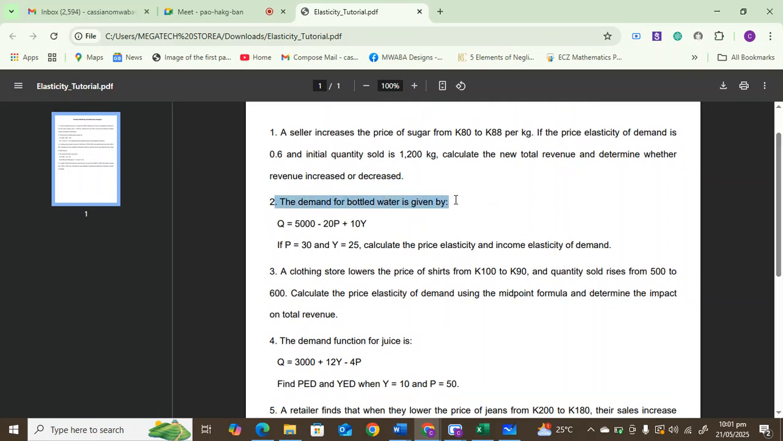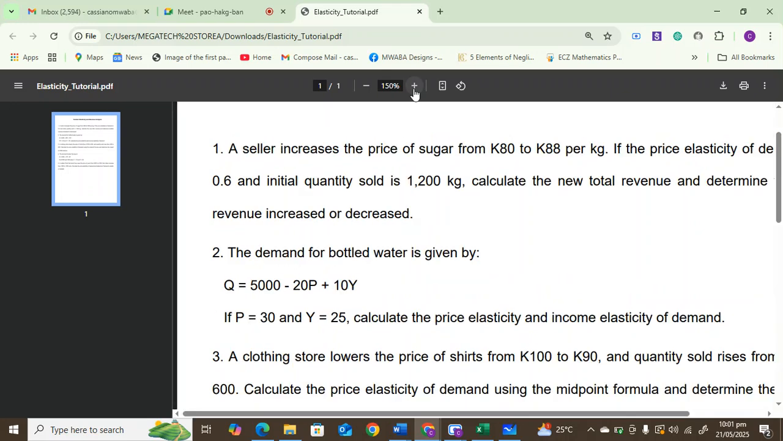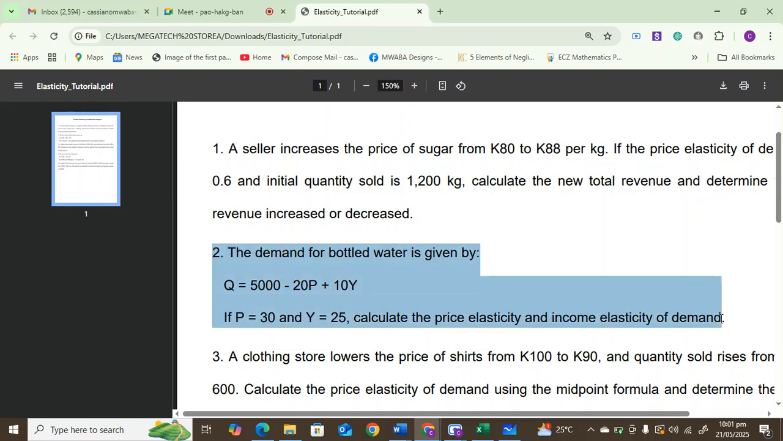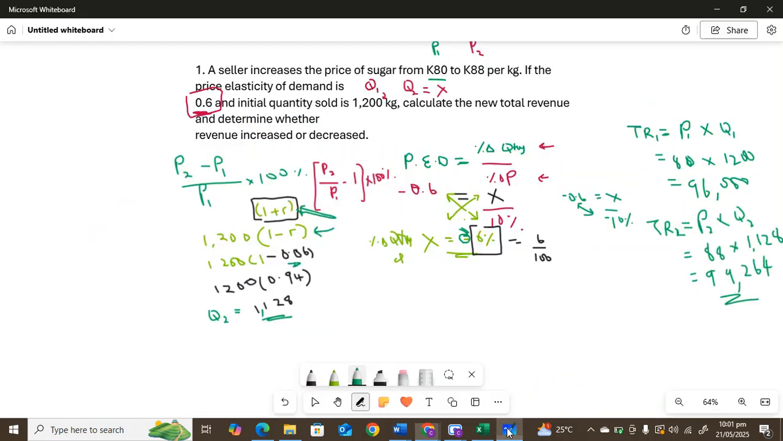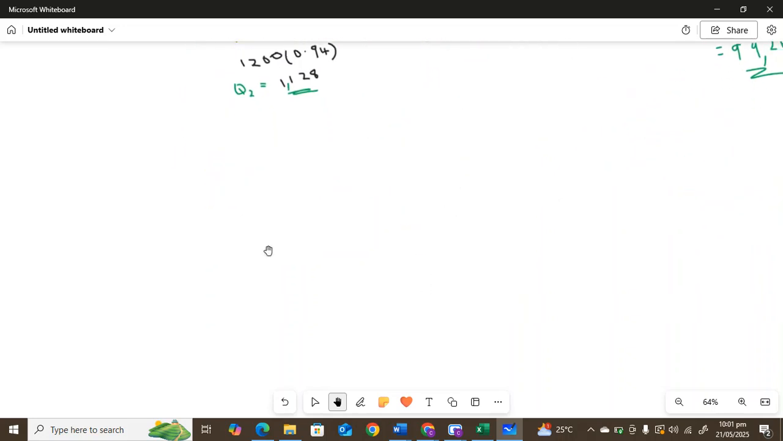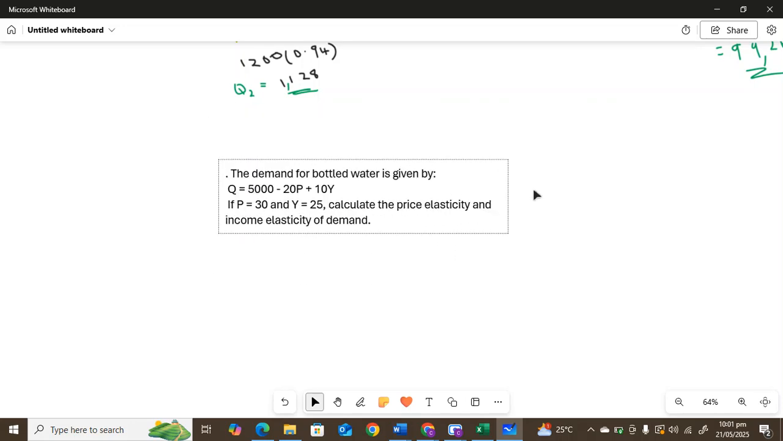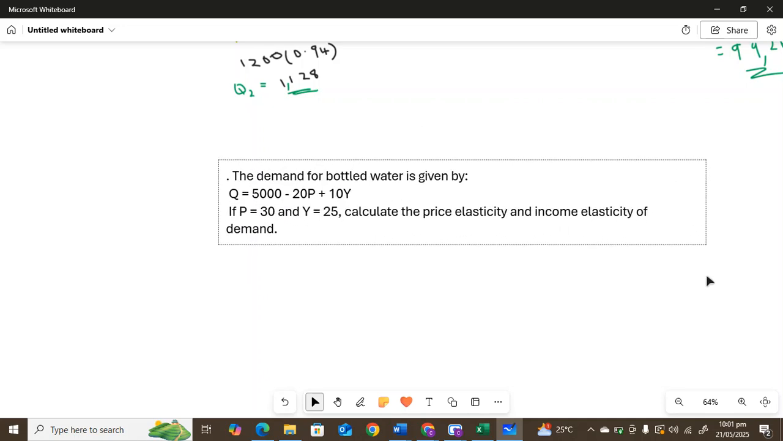The demand for bottled water is given by Q equals 5,000 minus 20p plus 10y. So, colleagues, we call this a multivariable demand equation. What does a multivariable demand equation imply? Our English experts, Madam Sylvia, what does multivariable mean?